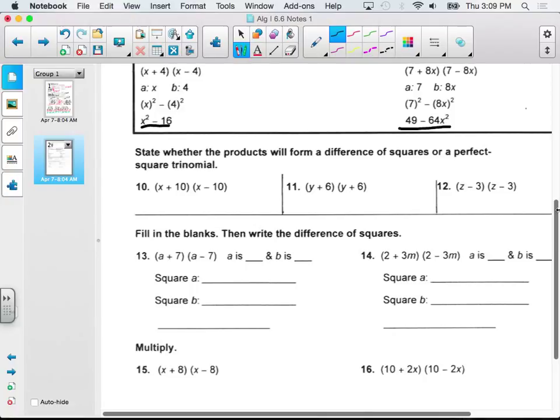So 10 through 12, we get to try to state whether the products will form a difference of squares, what we just did here, or if they'll form a perfect square trinomial. The last two form a perfect square trinomial. So number 10, is it going to be difference of squares or perfect square trinomial? Difference. Why? Because one's negative, one's positive. It's the same two terms, same first term, same second term. They're just addition and subtraction, so this is a difference of squares.